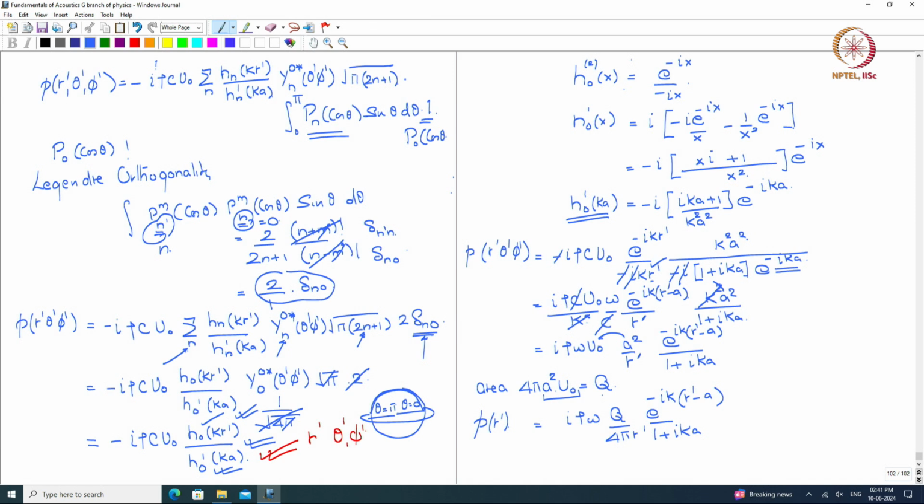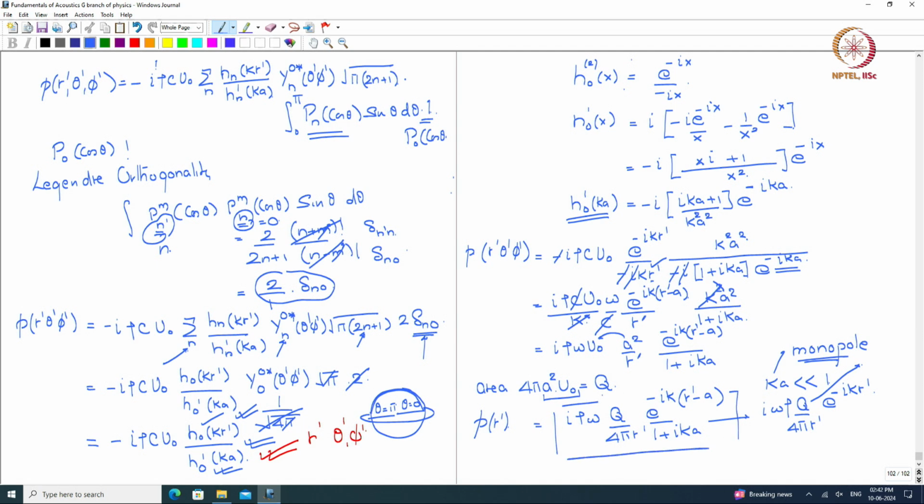And if we specialize it to a monopole, that means make Ka much smaller than 1, in that limit it becomes I omega rho q by 4 pi r dash e to the power of minus I k r dash. So it's like a monopole. This is a monopole approximation. We have a monopole. This is the pressure generated. The strength of the monopole is still Q. Okay, so that's the answer.